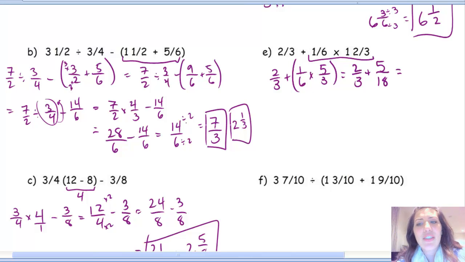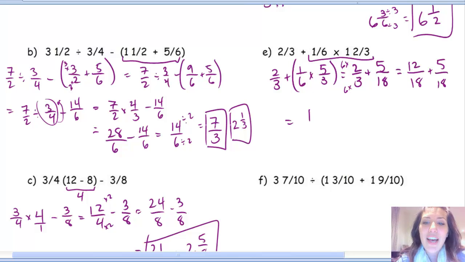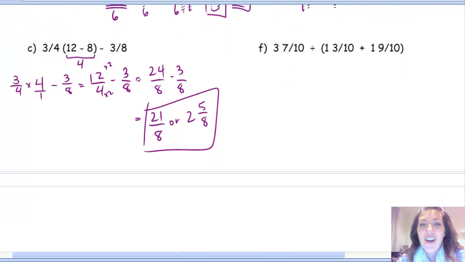And now we need to look at the denominators for addition. 3 and 18 are not the same, but can 3 go into 18? Yes, it can. It goes into 18 6 times. So 2 times 6 is 12/18 plus 5/18. 12 plus 5 is 17/18. Can that be reduced any further? No, it cannot.